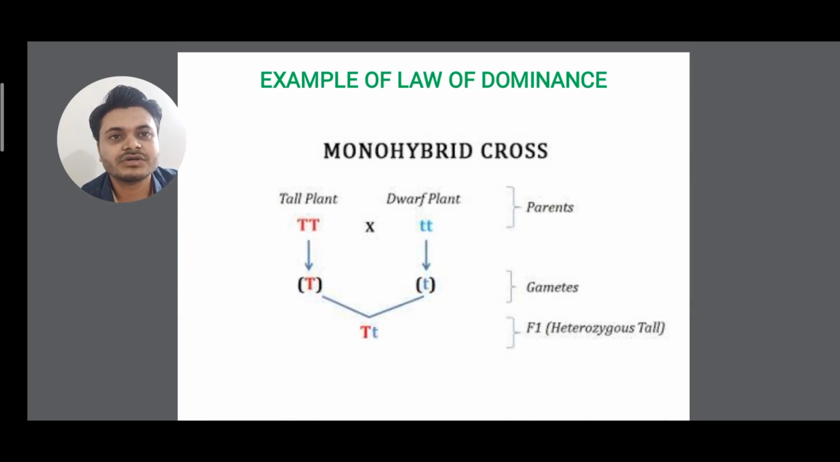See, in a monohybrid cross, we see one tall plant is crossed with a dwarf plant, isn't it? So the tall plant is capital T, and the dwarf plant is small t. So the gametes will come out: from capital T, one capital T will come, and from small t, one small t will come. Clear? So capital T and small t form the F1 hybrid product. Clear? So these are the parents.